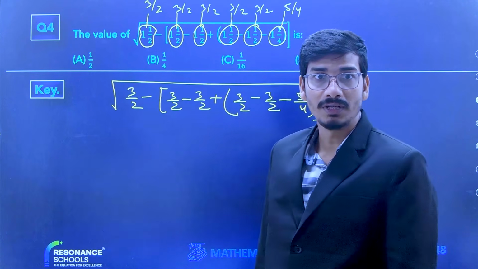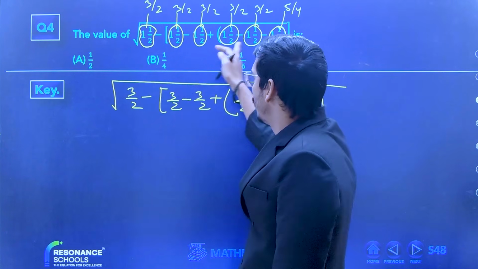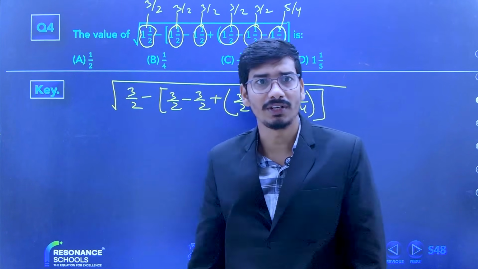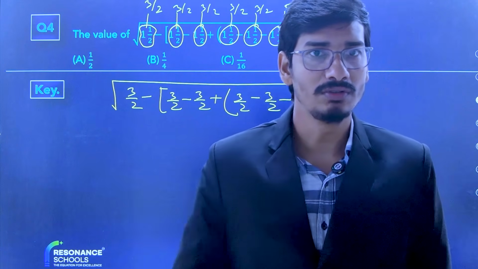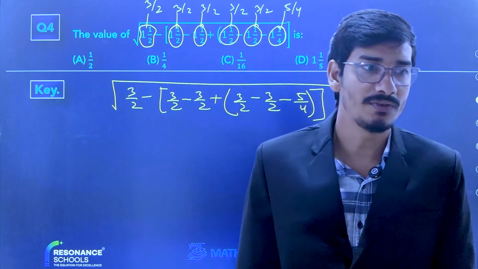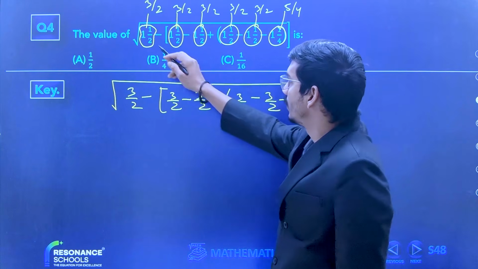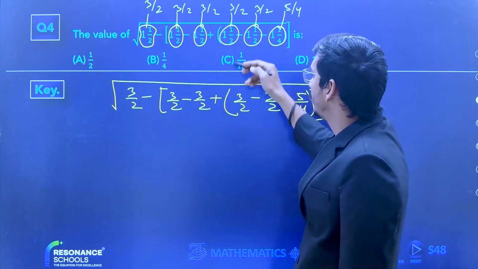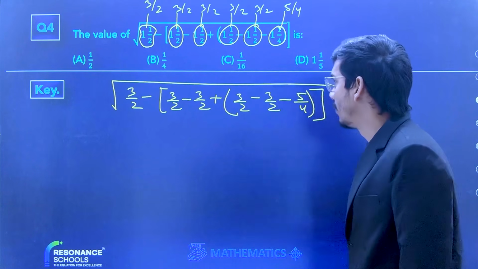If you see question number 4, it's asking to find the value of this complete quantity. These numbers are written as mixed fractions, so first of all, write the mixed fractions in p by q form. So it's 3 by 2, 3 by 2, and 5 by 4.